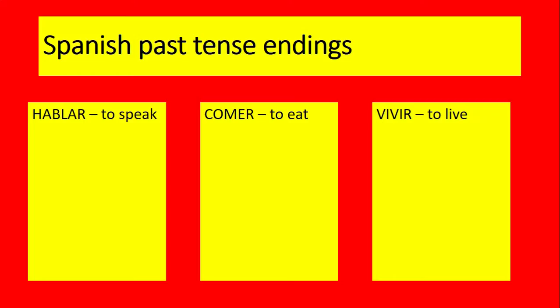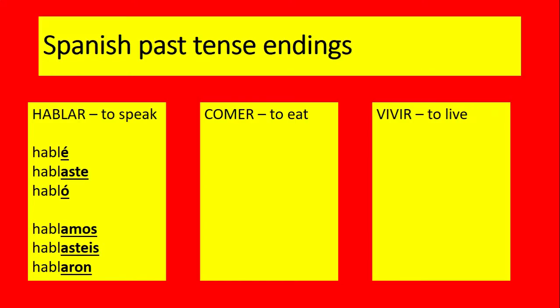So here are the 3 verbs: hablar, the AR verb, comer, the ER verb, and vivir, the IR verb. And they are declined like this: hablé, hablaste, habló, hablamos, hablasteis, hablaron. So memorize this verb off by heart. Remember, it always goes in this order. Always learn it in the same order, which is I, you, he, she, it, we, you, they.